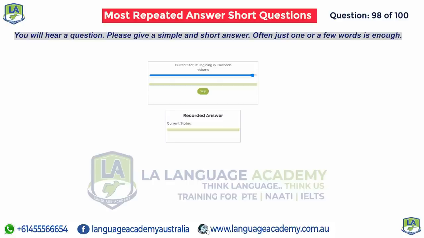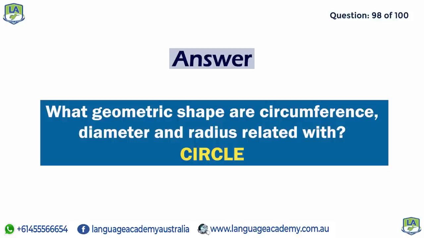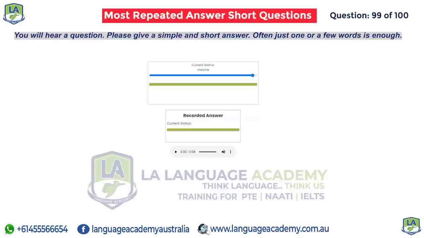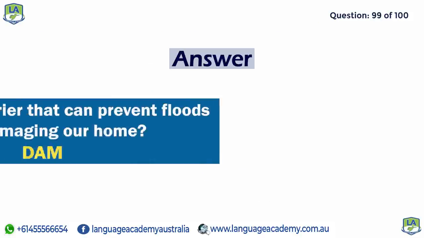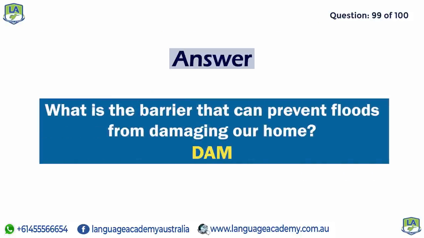What geometric shape are circumference, diameter and radius related with? Circle. What is the barrier that can prevent floods from damaging our home? Dam.